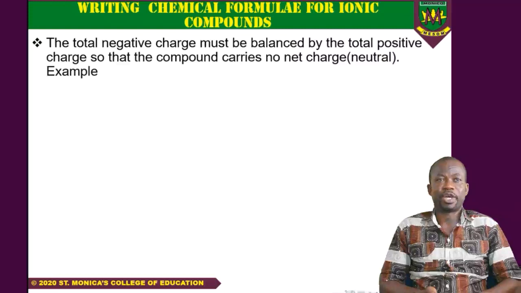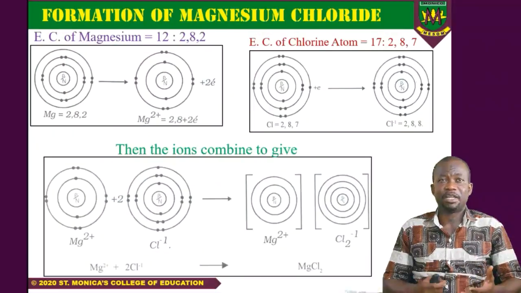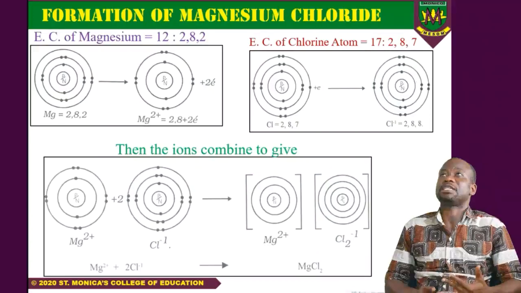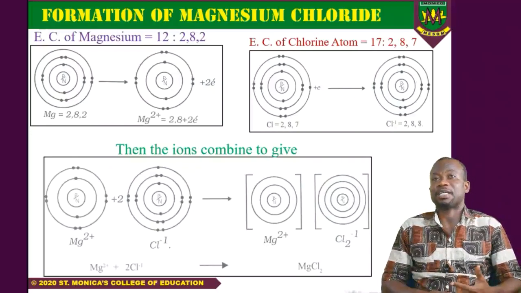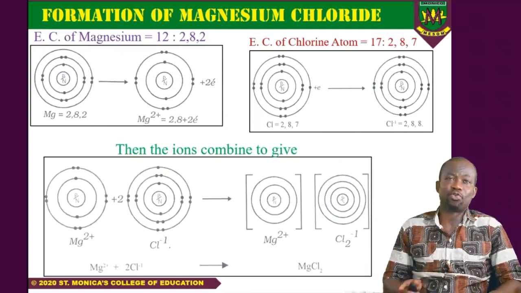So you try that one. Try all the other examples that I mentioned. Lithium fluoride, talking about calcium oxide, talking about magnesium oxide, and so on and so forth. Let me explain that of magnesium oxide. You realize that the formula for magnesium oxide is MgO.